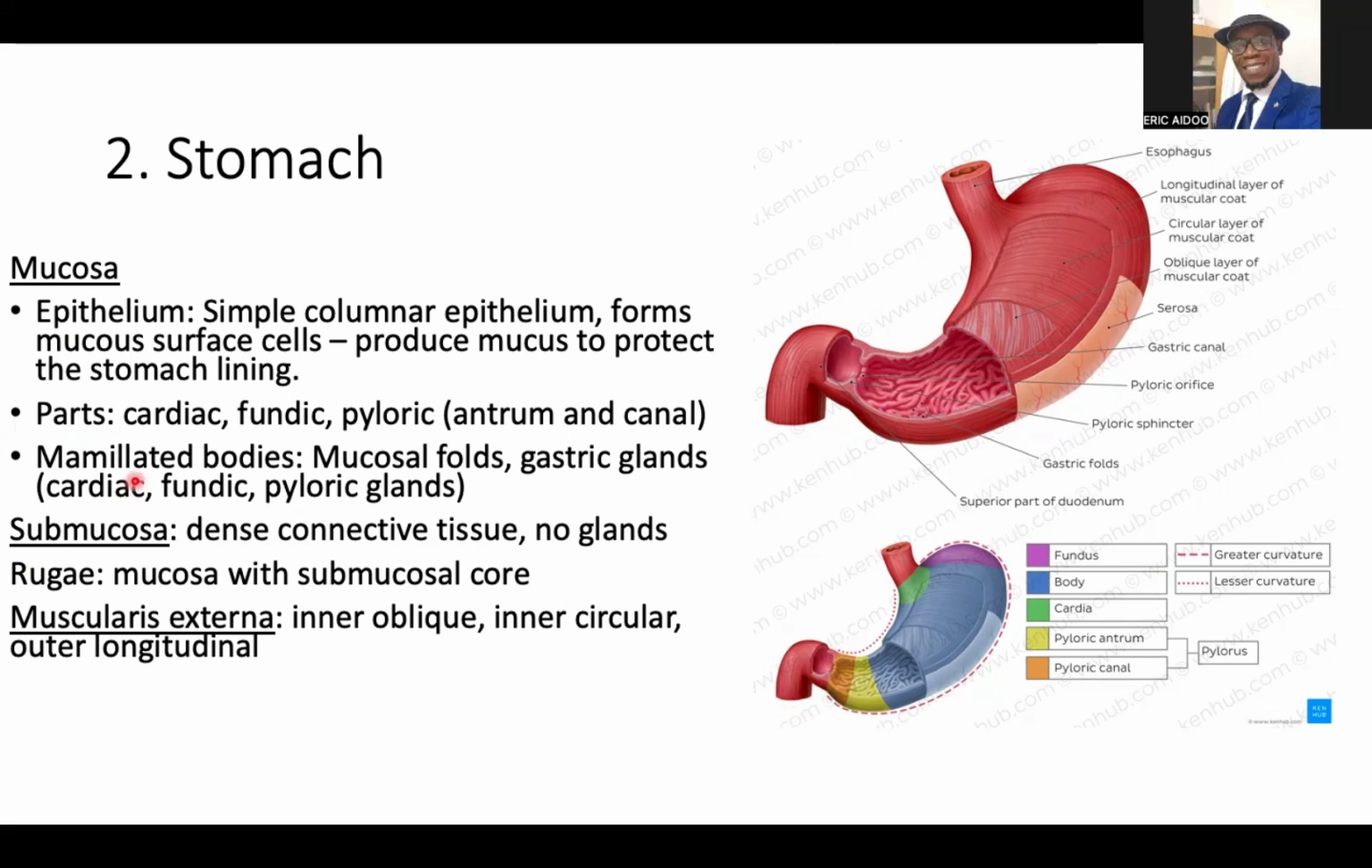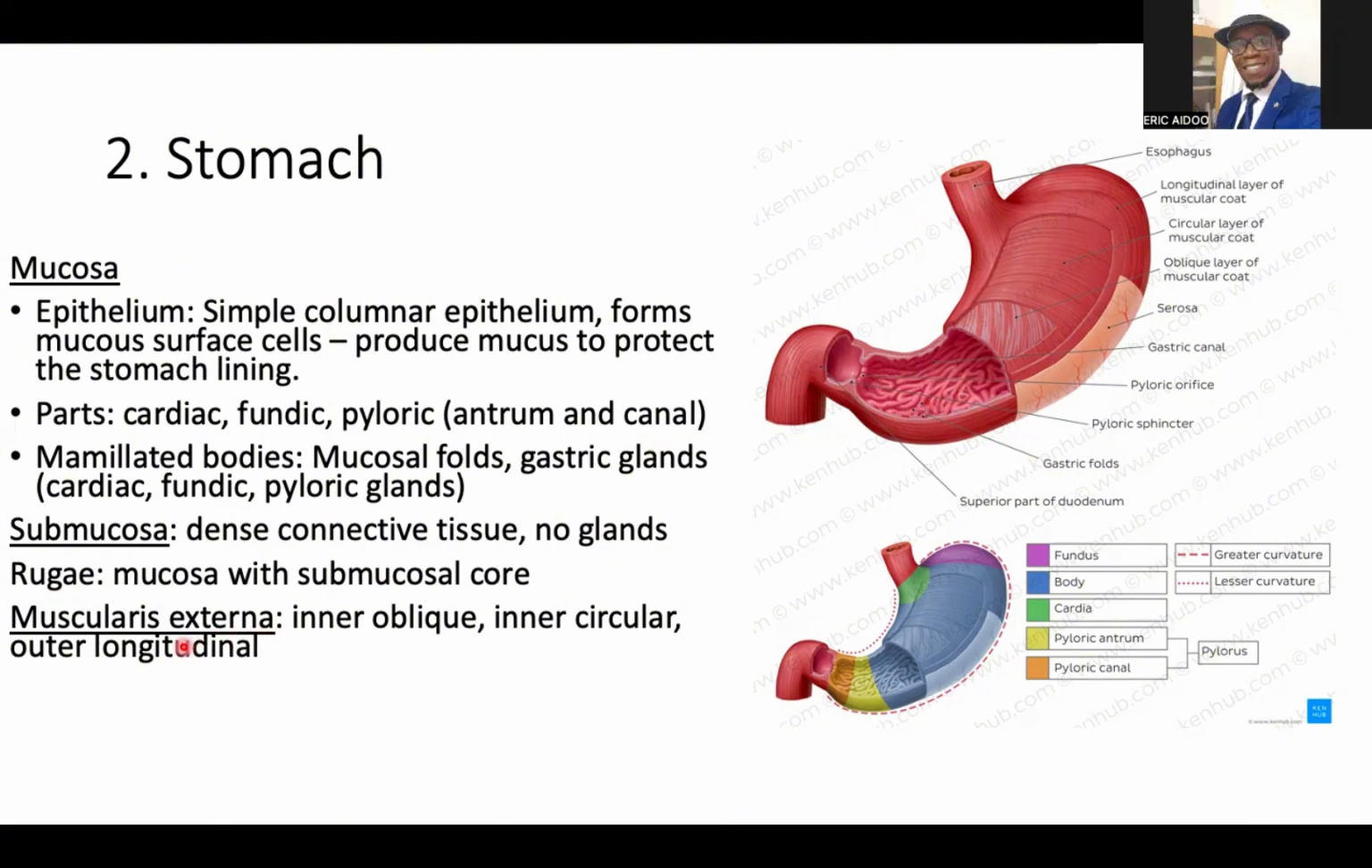Okay, stomach is thrown into some mucosal folds called mammillated bodies. Okay, so you find some mucosal folds in there, as we will see. Then you also have rugae, which is also a folding. Okay, but this time around it is mucosa with submucosal core. So it means that the submucosa adds onto the mucosa and then throws it into fold, what we call the rugae. Okay, these are gastric folds, as you can see inside there.